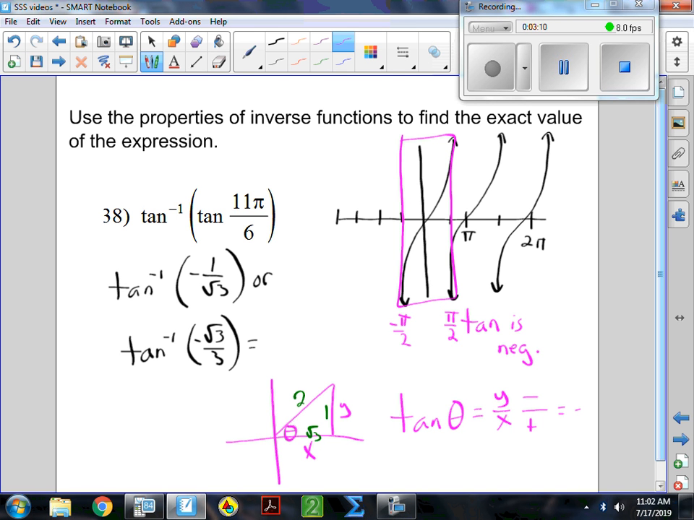So the answer that I'm looking for, instead of 11 pi over 6, because 11 pi over 6 would be right here on the graph, I'm looking for that value inside this box, and so that is at negative pi over 6. So if I started at 0 on that unit circle, then I went down, or clockwise, negative pi over 6.